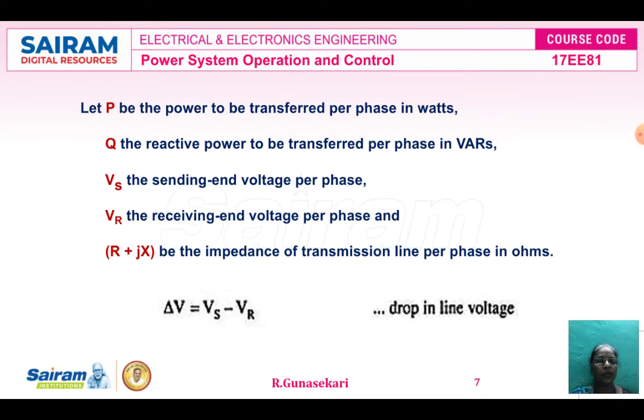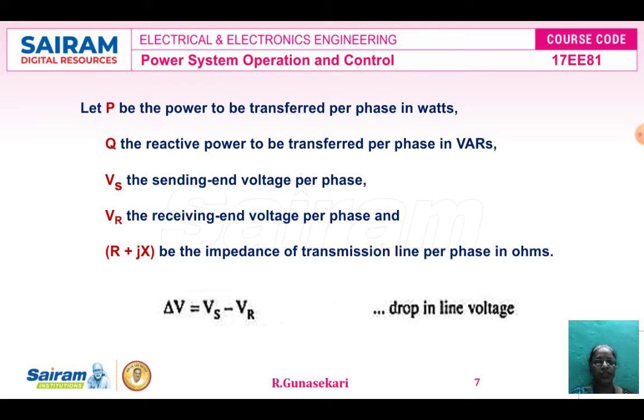Okay, I will explain with one simple circuit diagram how the voltage depends on the reactive power. Let P be the power to be transferred per phase in watts, and Q be the reactive power to be transferred per phase in volt-ampere reactive. Vs represents the sending end voltage per phase, Vr is the receiving end voltage per phase, and R plus jX is the impedance of the transmission line per phase.